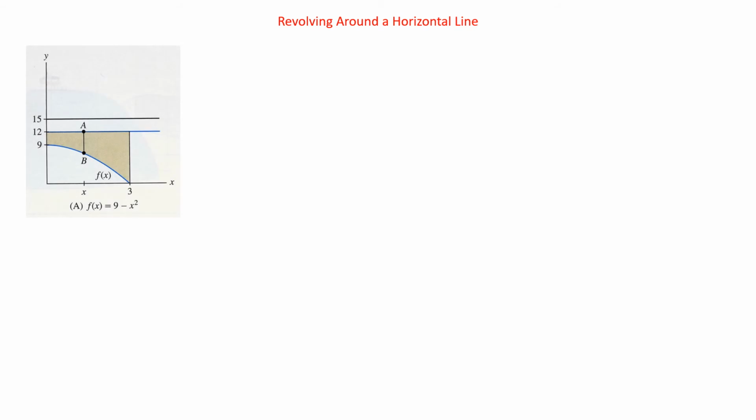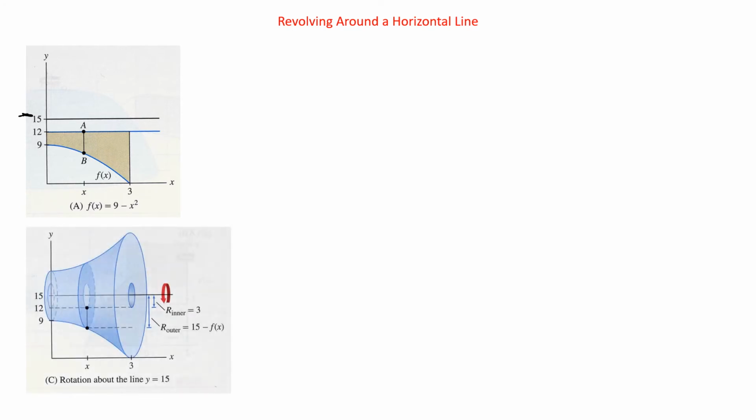Now, the x-axis is a horizontal line. Y equals a number is a horizontal line. So it's going to be very similar to when we revolve around the x-axis. So if we have this equation, and notice f of x equals 9 minus x squared, and we're going to revolve it around the line y equals 15 instead of the x-axis. We're going to get a shape that looks kind of like that.